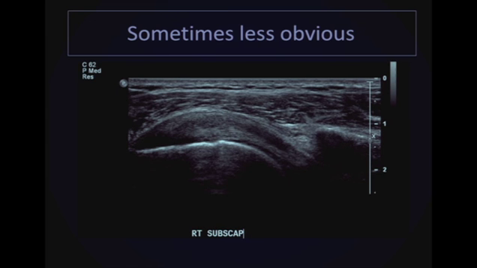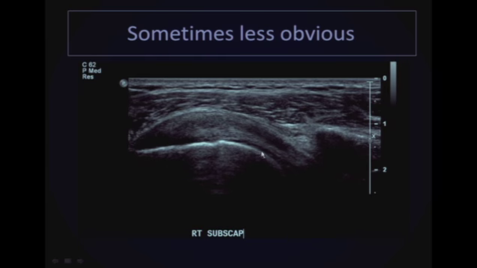I showed this case earlier, but again, it could be less obvious. This doesn't look too thickened as a rotator cuff. We are looking at the subscapularis tendon. This is the coracoid process. We're looking at the tendon here. This is a deltoid and overlying subcutaneous fat.